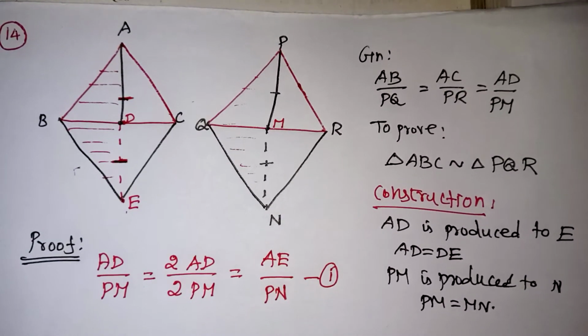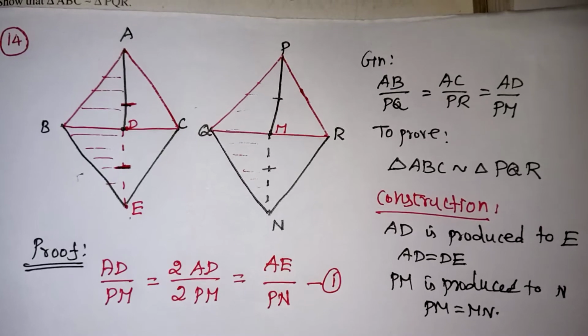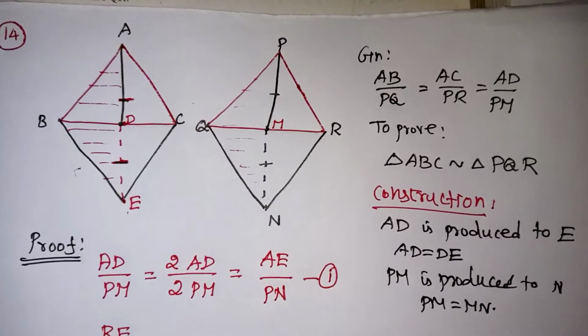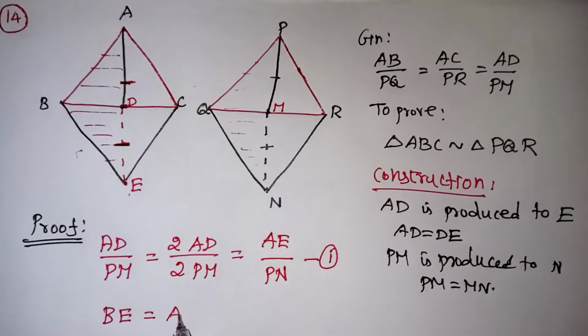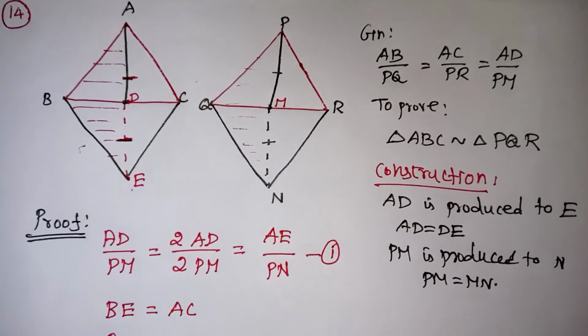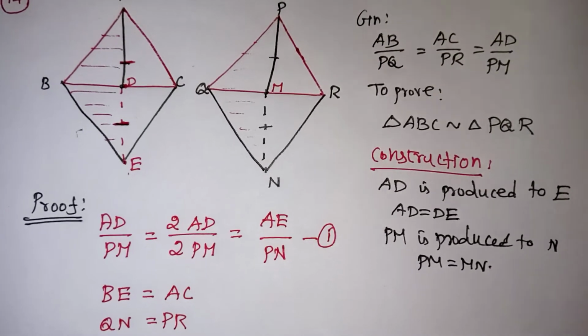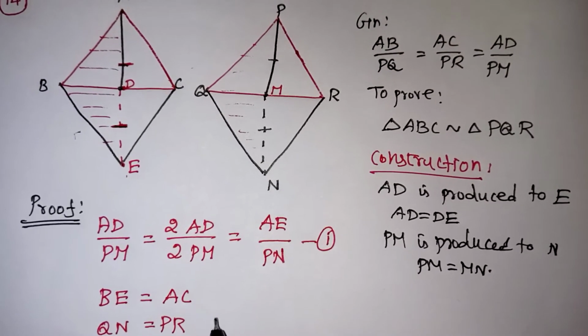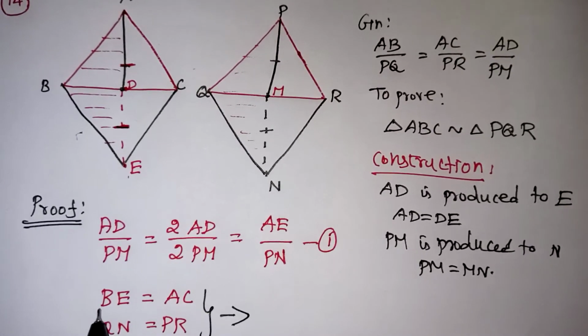Now we already know that opposite sides are equal and parallel. So I can say that BE is a side which is equal to AC. In the same way, QN is a side which is equal to PR. Now these two equations are equal. From this one, children, both are equal.